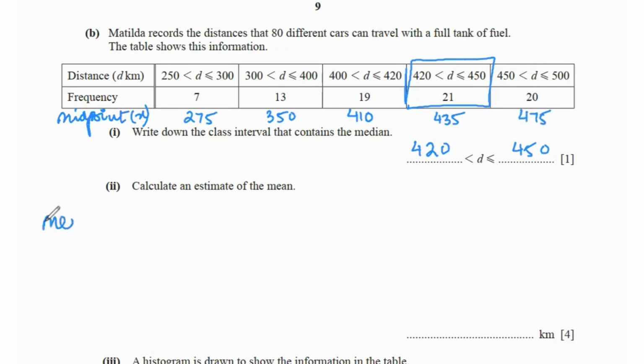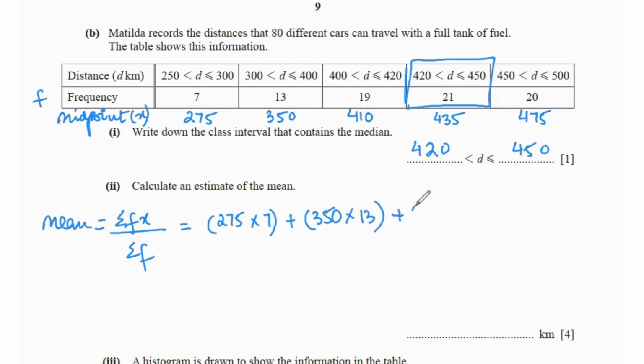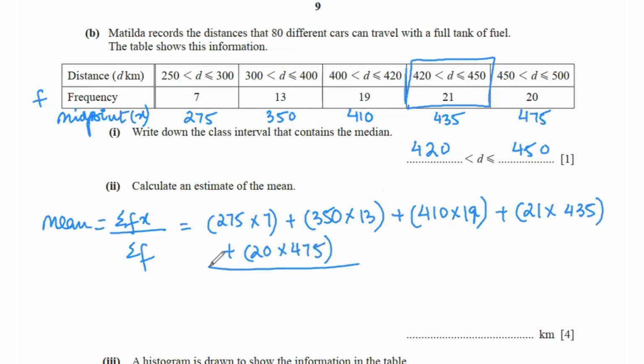So now the mean is going to be sigma fx over sigma f. Frequency is your f value. So that's going to be 275 times 7 plus 350 times 13 plus 410 times 19 plus 21 times 435 and plus 20 times 475. All of this is divided by the total frequency, which is 80.